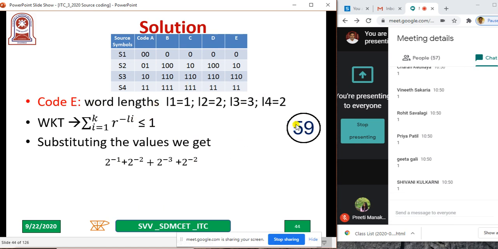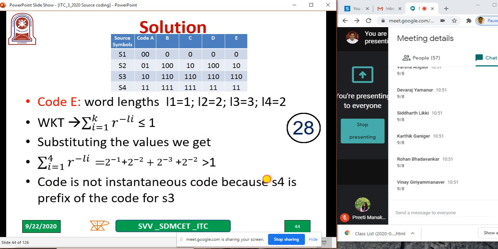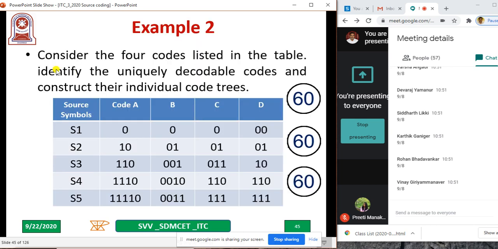Now try to find out code E using Kraft inequality. What is the value? Very good. Everybody is getting 9 by 8. 9 by 8 means it is more than 1; 8 by 8 is 1, and 9 by 8 is definitely more than 1. So the code is not instantaneous. When it is greater than 1, no need to check anything. Simply you can say impossible, that's all. That is the use of the Kraft inequality theorem. So take another example. Consider the 4 codes listed in the table.